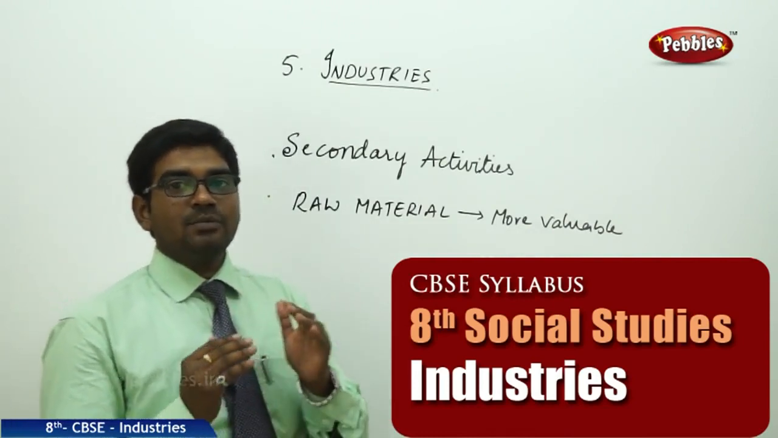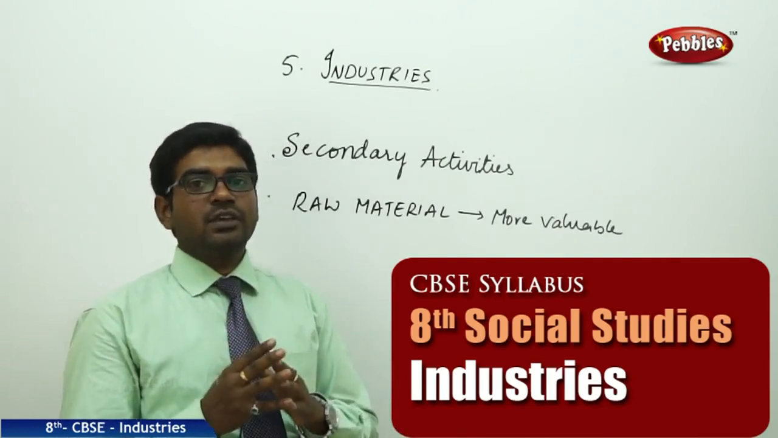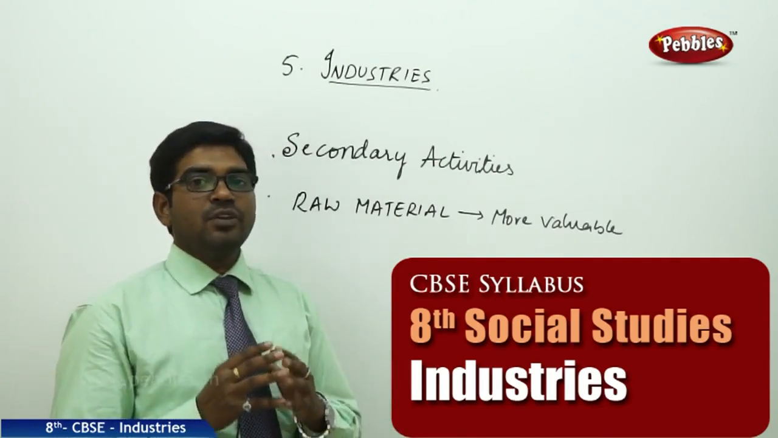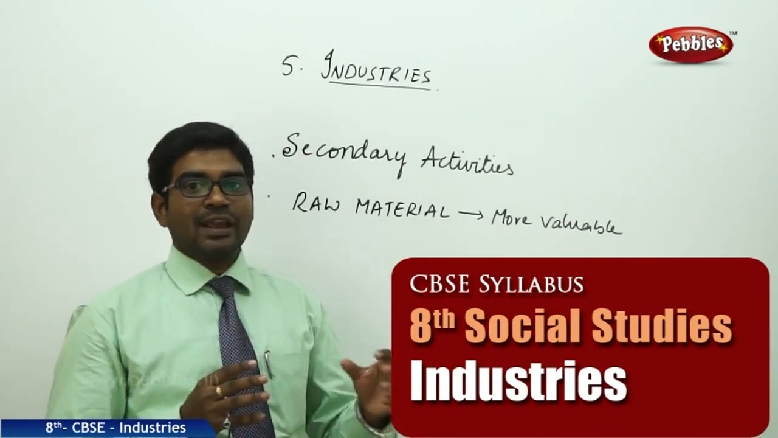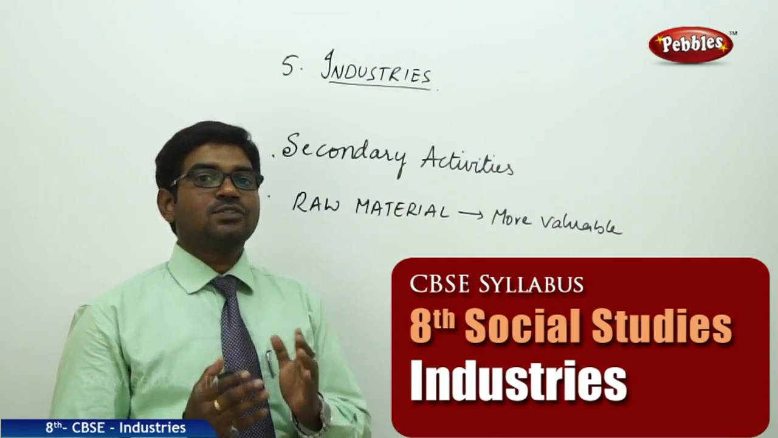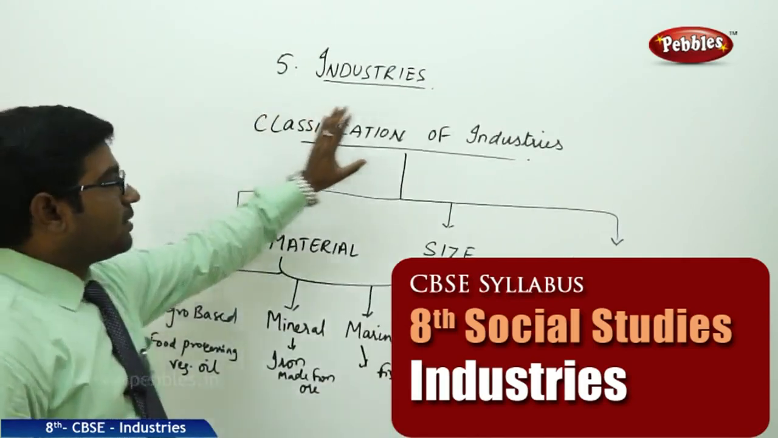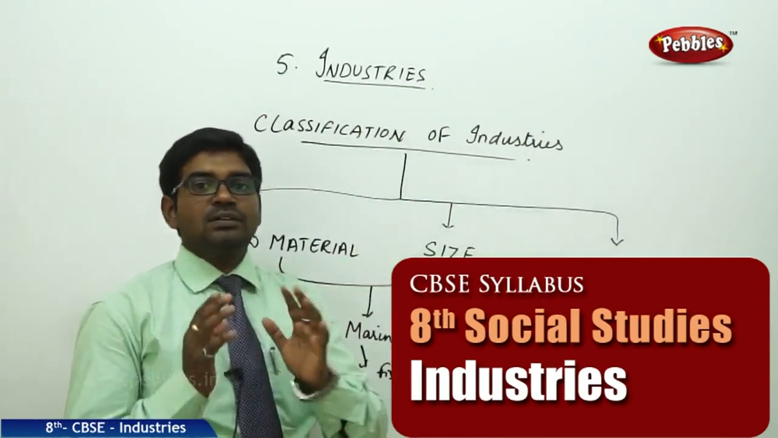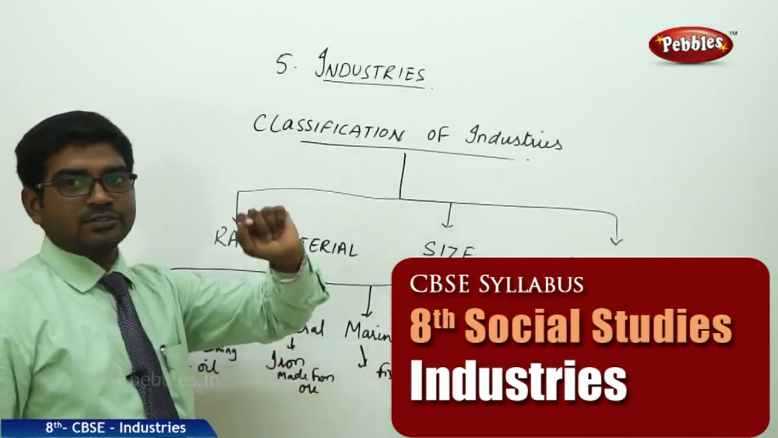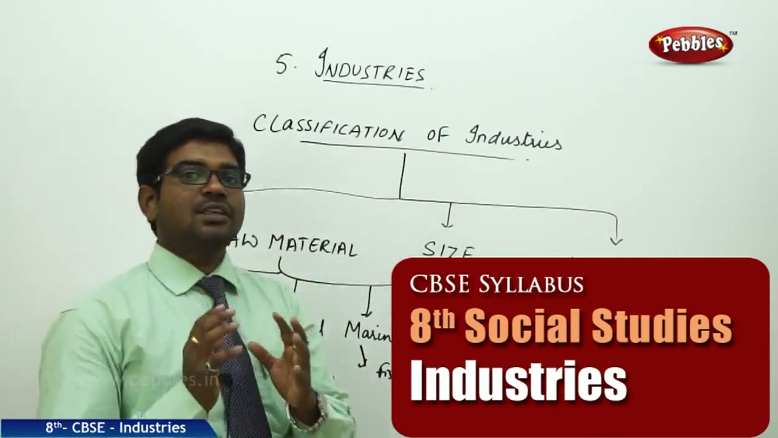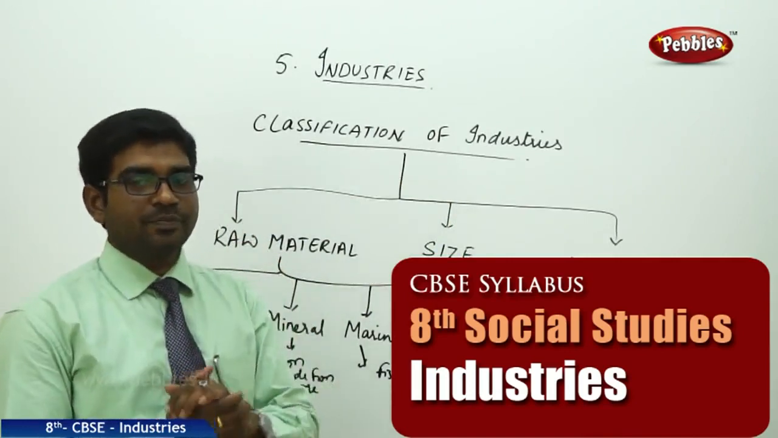Based on the availability of the raw materials and the classification of the raw materials used, we can classify the industries into various categories. How is the classification of the industries done and what are they? How are the industries classified? The industries are broadly classified into three major categories. Into how many categories are the industries classified? Three major categories.